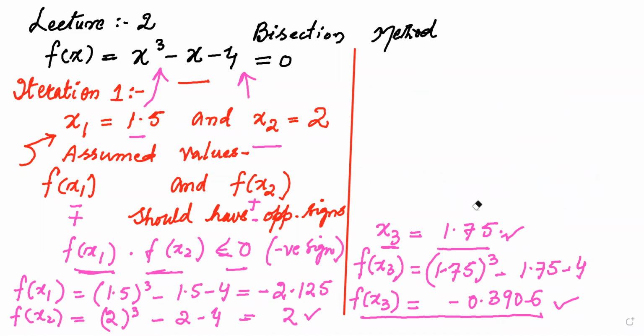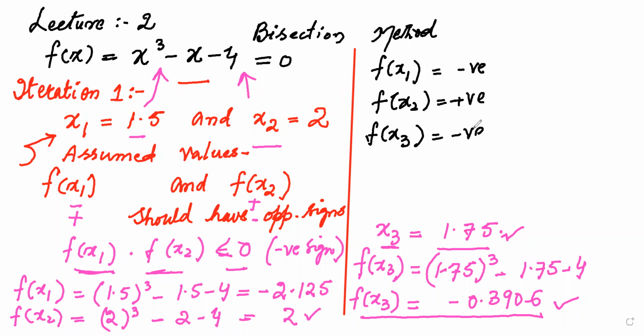F of x1 is negative. Your f of x2 is positive. And your f of x3 is again negative. The value of our x1 is 1.5, the value of our x2 is 2, and the value of our x3 is 1.75. This is how it goes.